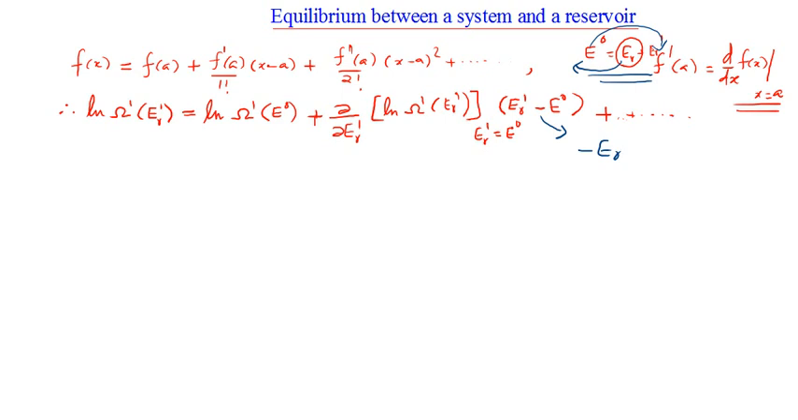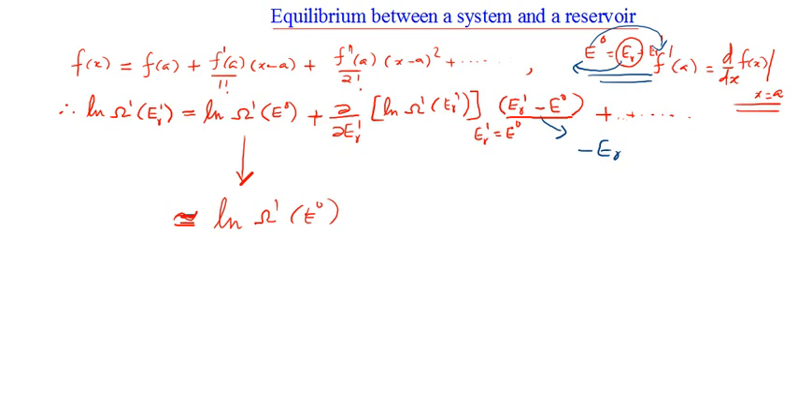So the LHS is log of omega prime of Er prime. The LHS is going to be roughly equal to, because I am doing one approximation by truncating the higher powers, log of omega prime E naught. I'm writing the first term as such. Then the second term: instead of this term in the bracket, Er prime minus E naught, I am going to write minus Er, and what is this, dou by dou Er prime of log of omega prime?